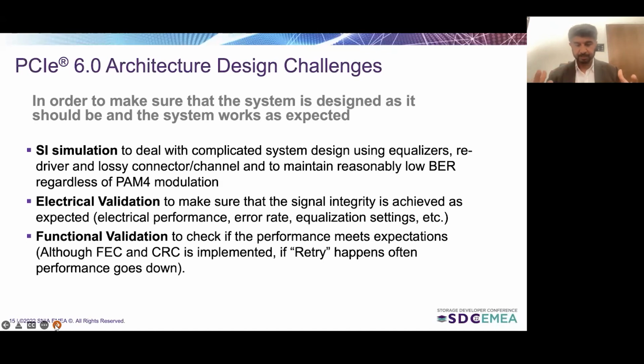So, repeating this important slide, from an architecture or a design integration viewpoint, we recommend that the engineers look at SI simulation, electrical validation, and functional validation to make sure that PCIe 6.0 technology is integrated correctly and provides the feature sets that are required for the use cases and for the market it is designed for. Most companies can either do these tests internally or go to external companies that offer these services and solutions.